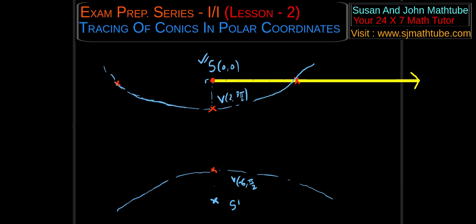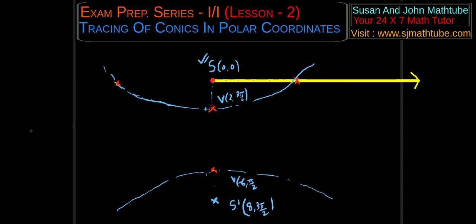So from the pole to this, I know it is 6 units. And I am adding 2 more units. So the point will be 8, 3 pi by 2. Okay. Now the next thing, so we found the focus, directrix.